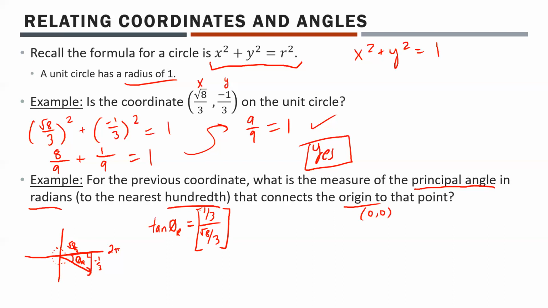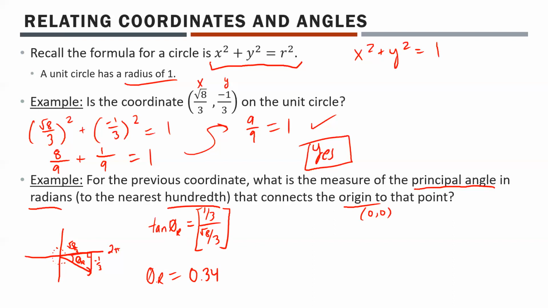And again, if I had left this as -1/√8, it wouldn't have given us a reference angle. It would have given us something else, which may or may not have been the true answer. So I'm going to take the inverse trig of this. Remember, I made it positive on purpose. Take inverse trig of that, and I get theta r equals, to the nearest hundredth, 0.34.